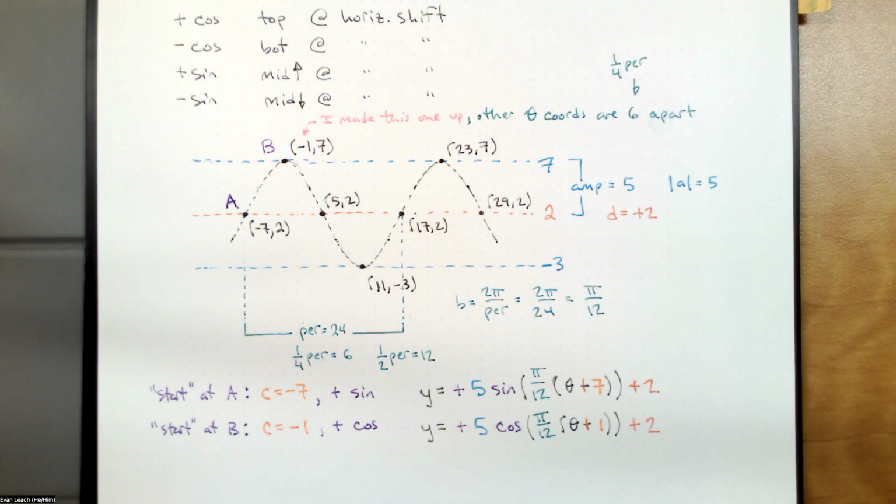Notice the amplitude A, the coefficient of theta B, and the vertical shift D did not change in the new form. What changed is the horizontal shift, plus or minus sine, plus or minus cosine.